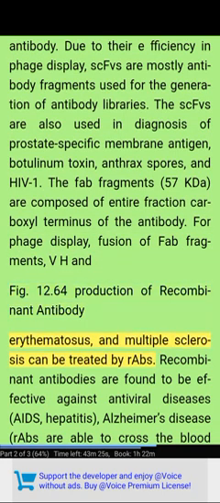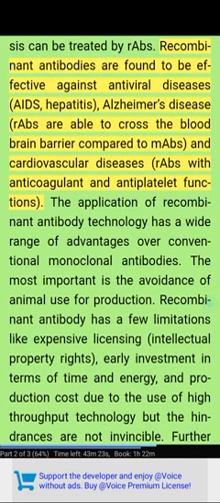Lupus erythematosus and multiple sclerosis can be treated by RABs. Recombinant antibodies are found to be effective against antiviral diseases like AIDS, hepatitis, and Alzheimer's disease. RABs are able to cross the blood-brain barrier compared to MABs, and are also used for cardiovascular diseases, with anticoagulant and antiplatelet functions.